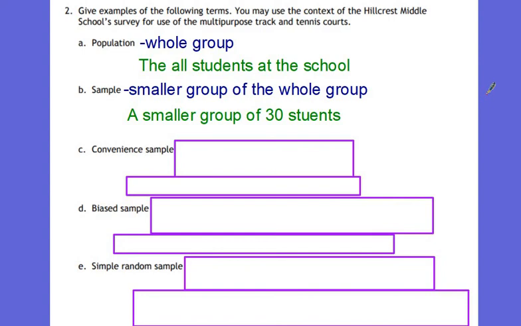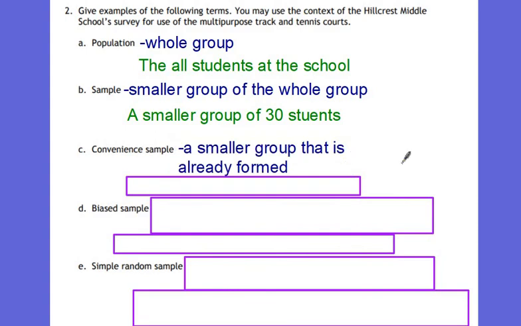Okay, next word we have is convenience sample. If something is convenient or easy for me to give the survey. So if I'm off third hour, I might say, well, I'll just walk to the gym and whoever's in there, I'll ask them what they think. Well, it's convenient for me, but there could be just one grade in the gym at that time. So it's kind of biased, but it's convenient for me. It gives me some information to work with, but it's not always unbiased.